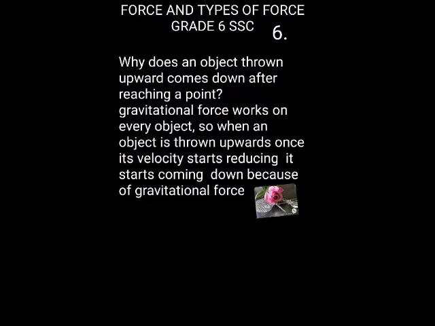Why does an object thrown upward come down after reaching a point? Gravitational force works on every object. So, when an object is thrown upwards, once its velocity starts reducing, it starts coming down because of gravitational force.